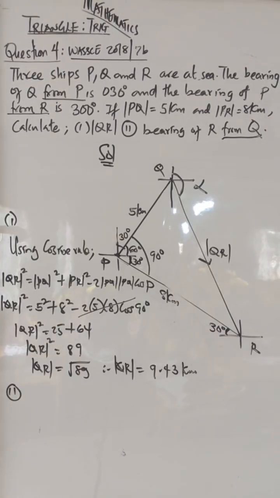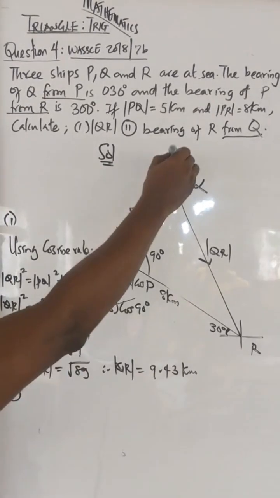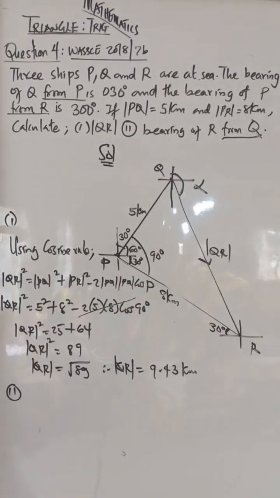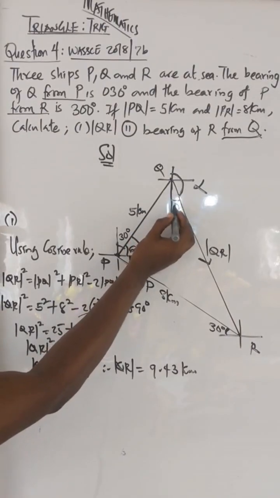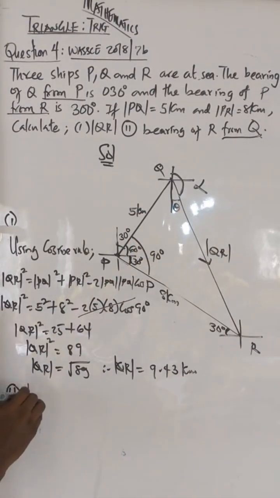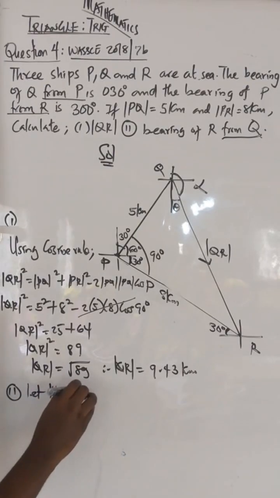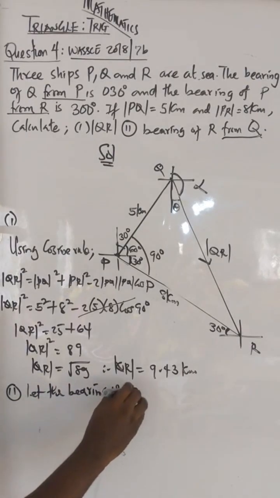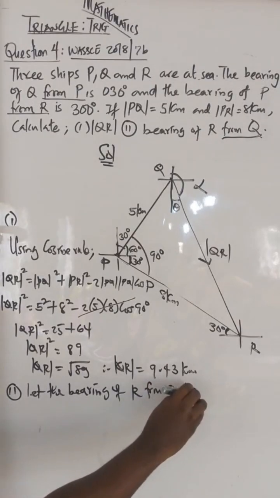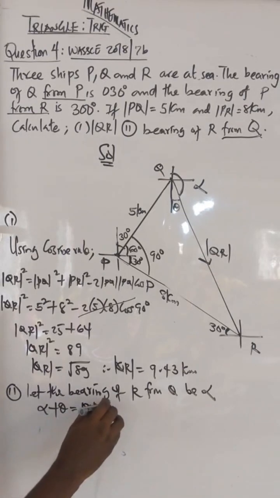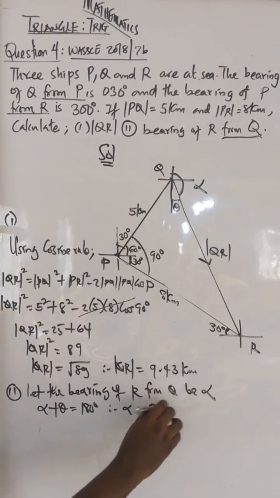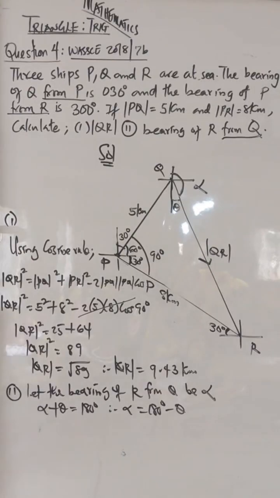How can we get alpha? There are many ways. Look at this. From here to here, the total angle here is 180. So if we can get this small angle here, let's call this angle theta. So let the bearing of R from Q be alpha. From there, alpha plus theta must give what? 180 degrees. So therefore, alpha equals 180 degrees minus theta. So our aim now is to get theta. Because if we know theta, we know alpha.